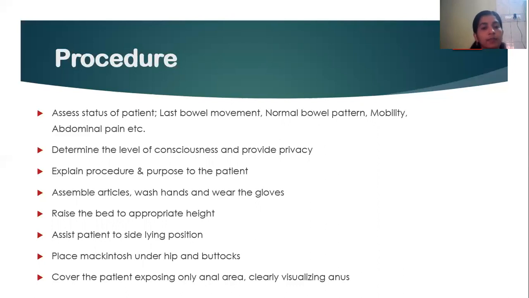Assemble articles, wash hands and wear gloves. That is our own duty. Raise the bed to an appropriate height. That is good body mechanics. We should maintain good body mechanics to avoid body pain. Assist the patient to a sideline position.